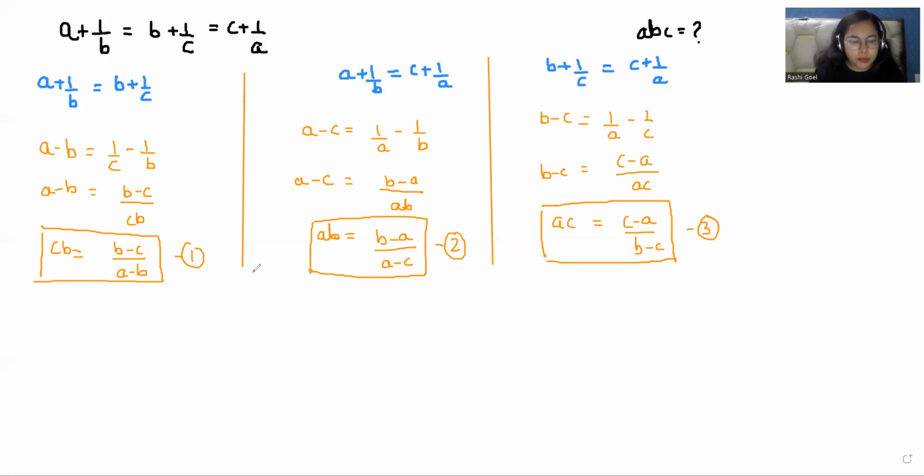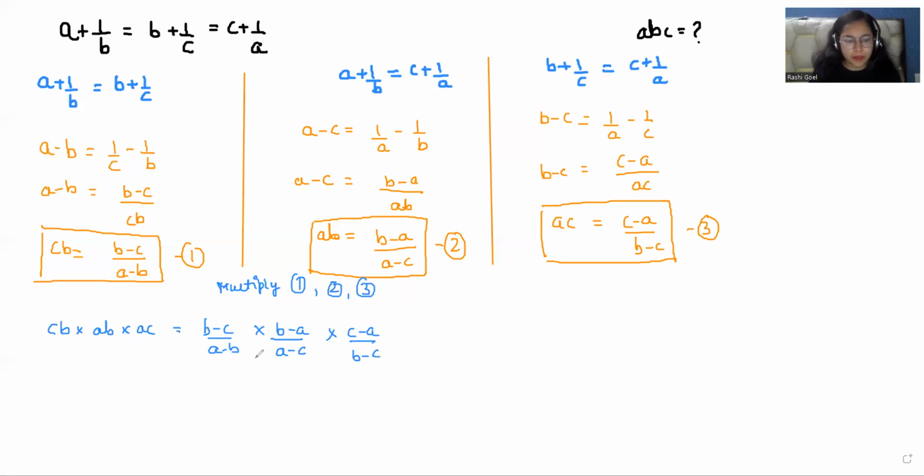Now I'm going to multiply the 3 equations. So multiply equation 1, 2, and 3. On the left side, I get CB multiplied by AB multiplied by AC, which is equal to b minus c over a minus b multiplied by b minus a over a minus c multiplied by c minus a over b minus c.